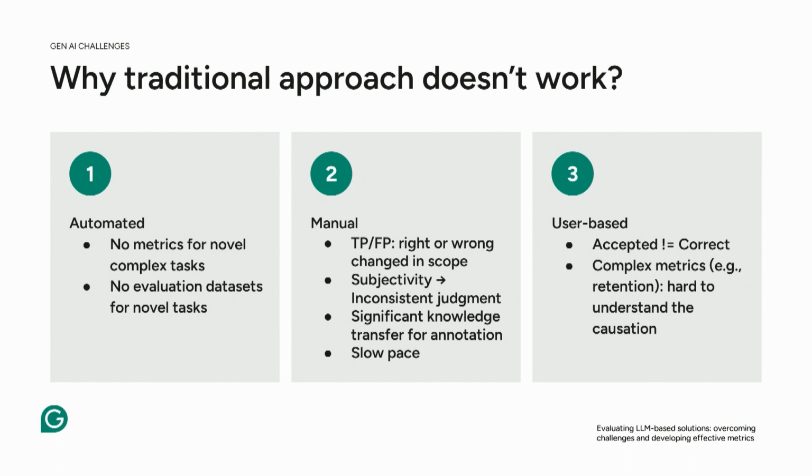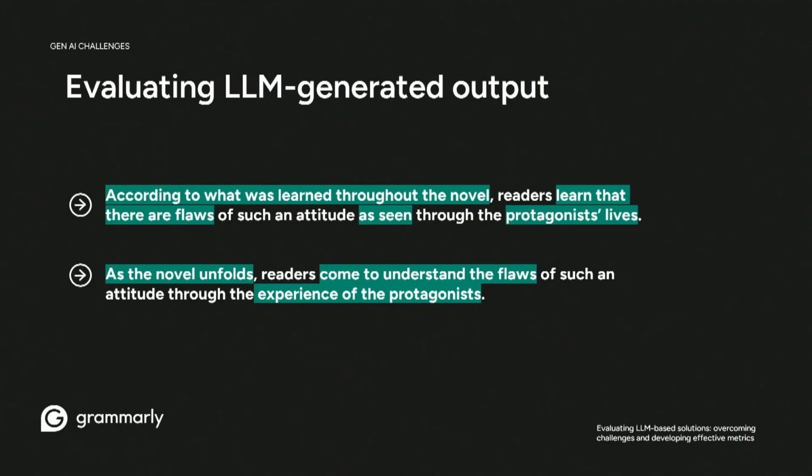Just to substantiate my statements, let's have a look at this model output. At the top you can see the original sentence, and the sentence below is a rewrite, where a large language model, an LLM, actually tried to improve the sentence. The original goes as: according to what was learned throughout the novel, readers learn that there are flaws of such an attitude, as seen through the protagonist's lives. And the corrected version goes as: the novel unfolds, readers come to understand the flaws of such an attitude through the experience of the protagonists.